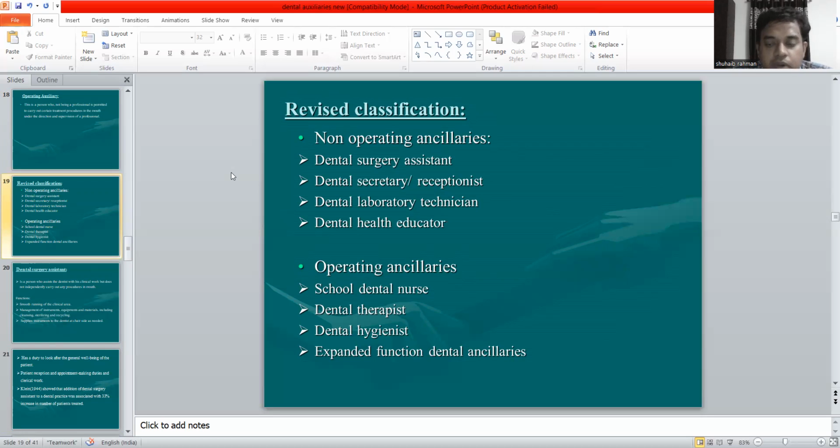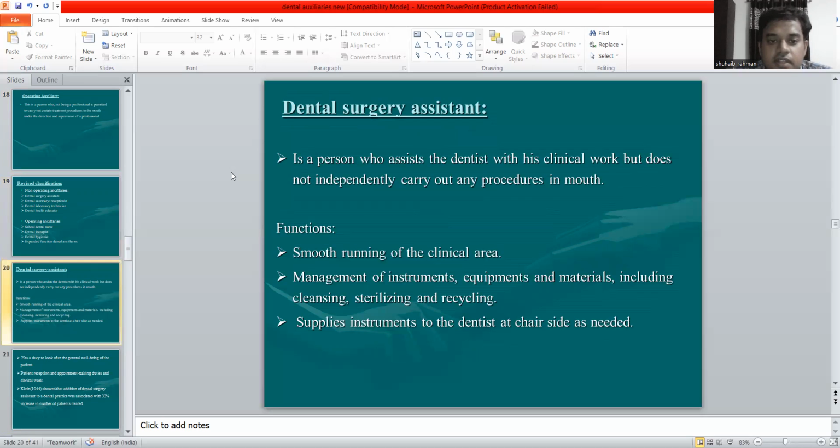Coming to operating auxiliaries, these are the people who can touch the patient or do some procedure on the patient. They are the school dental nurse, dental therapist, dental hygienist, and expanded function dental ancillaries. The dental surgery assistant is a person who assists the dentist with his clinical work but does not independently carry out any procedure in the mouth. Their functions are smooth running of the clinic area, management of instruments, equipment, and materials, including cleaning, sterilizing, and recycling, and supplying instruments to the dentist chair side as needed.